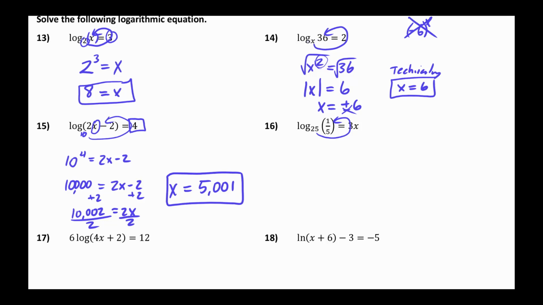So let's maybe try to do the change of base formula. In this case, log of 1/5 over log of 25. That's just equal to 3x. Oh, that looks actually a little bit better because I can get rid of the 3 fairly simply by dividing. Remember, that's on the bottom, so I have to put it on the bottom.